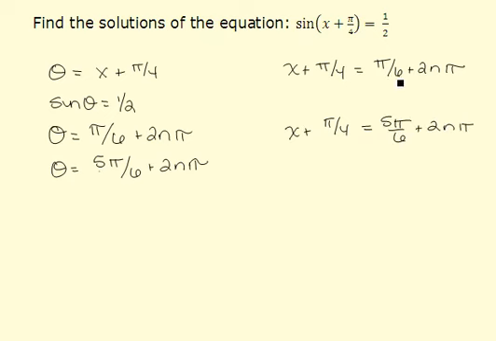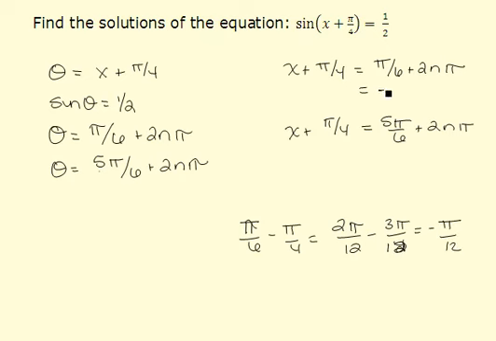If I subtract pi over 4 from pi over 6, I will get a set of solutions. We would recognize that pi over 6 minus pi over 4, changing it into its common denominator of 12, gives us a negative pi over 12. Therefore, one set of solutions is a negative pi over 12 plus 2n pi.